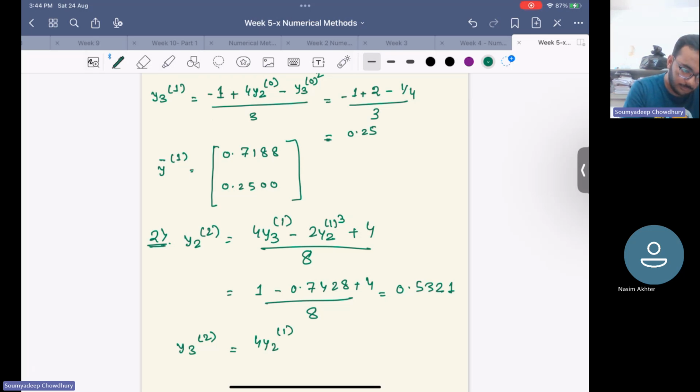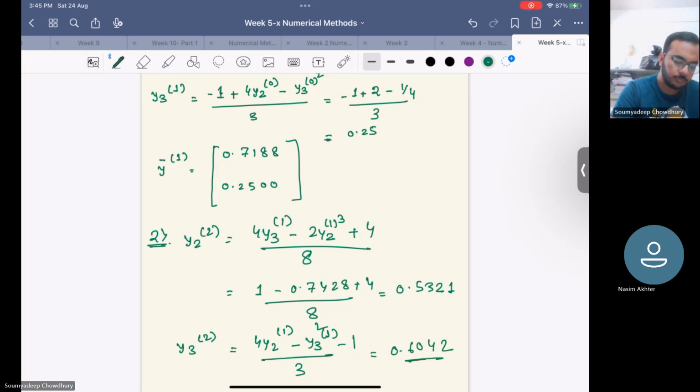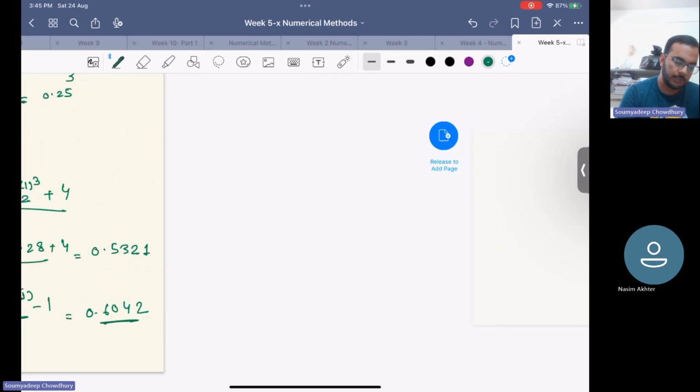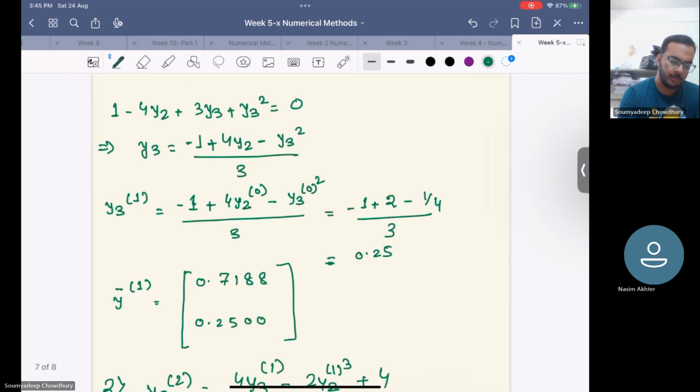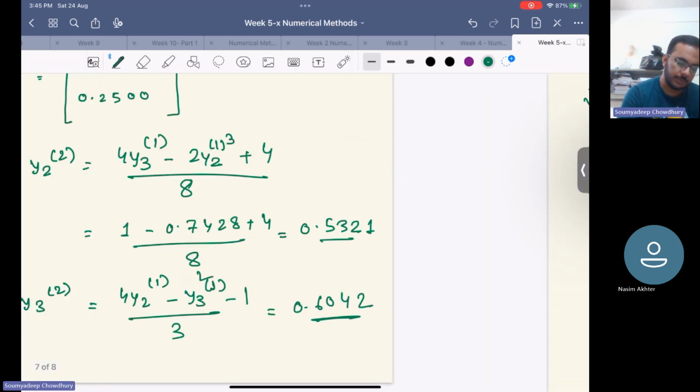So next we will find out y3 of 2, which is 4y2 of 1 minus y3 of 1 whole square minus 1 by 3. So 4 into 0.7188 minus 0.25 square minus 1 by 3 is around 0.604. So your y at the end of the second iteration is 0.5321 and 0.604.